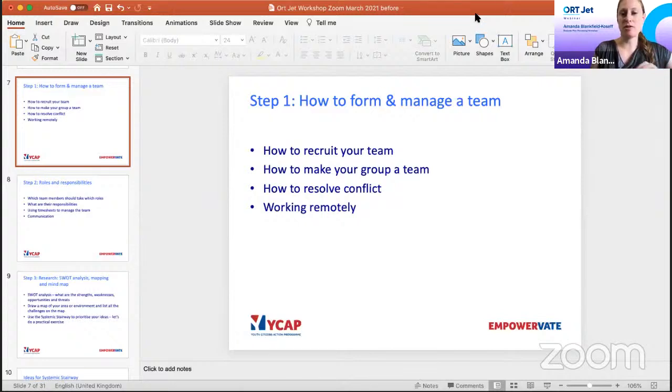However it is that you work, you can put that into step 1, which is how to form and manage a team. And you won't write step 1 in your business plan. You'll just put the heading, our team. You can obviously customize it accordingly, but those are the elements that need to be in there.